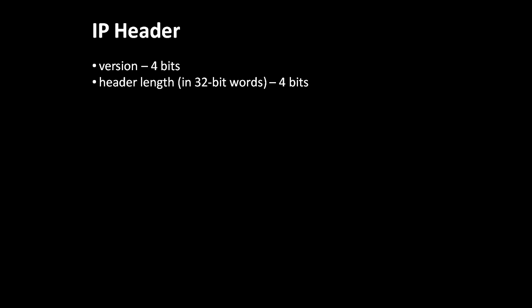Now, of course, if we're using 4 bits to specify the length, well, that's only the values 0 to 15. So the way this works is that the length is specified in multiples of 4. So for example, if this field has the value 15, well, 15 times 4 is 60. 60 bytes, that's the maximum IP header length.